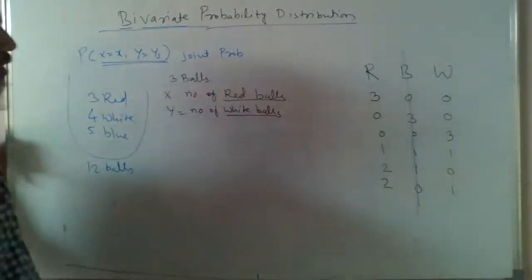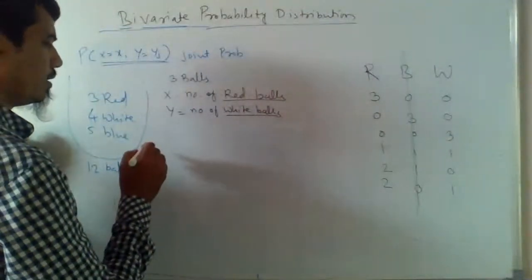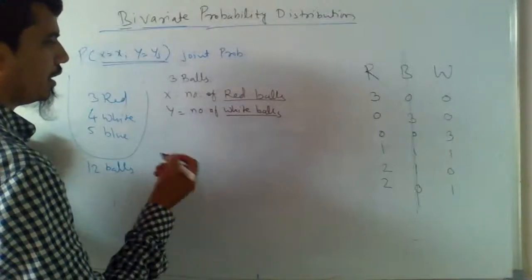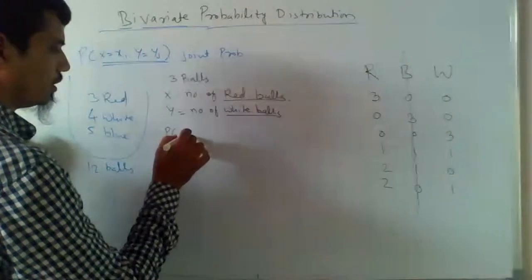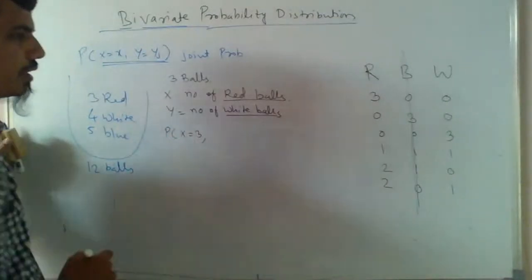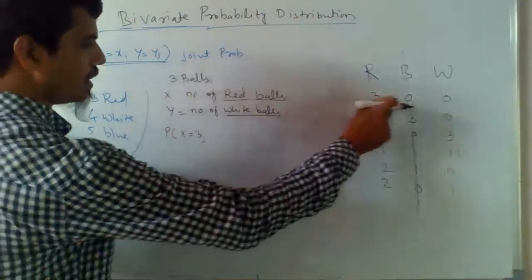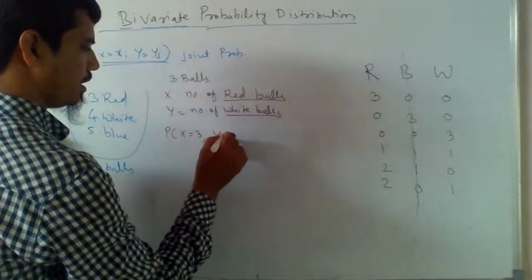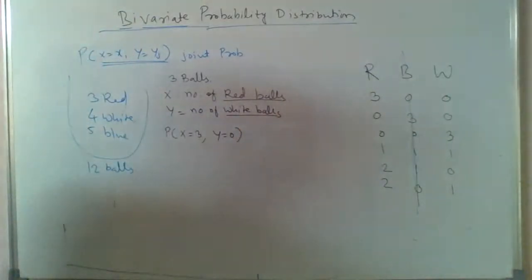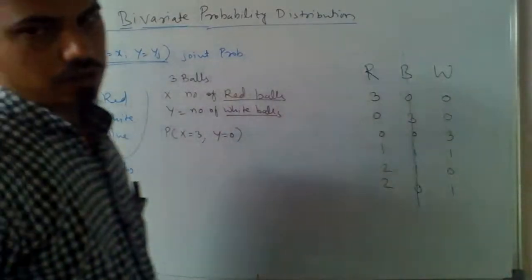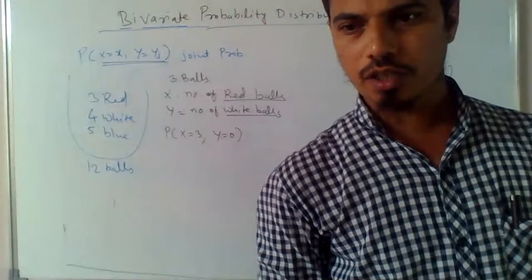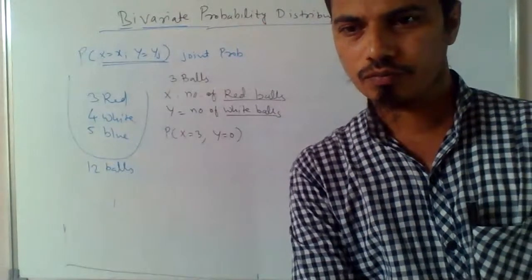See how we can write this combination. Suppose we selected three red balls. You have to calculate the probability of getting three red balls. If there are three red balls, it means there is zero white ball. So we can write P of X equal to 3, comma, Y equal to 0.